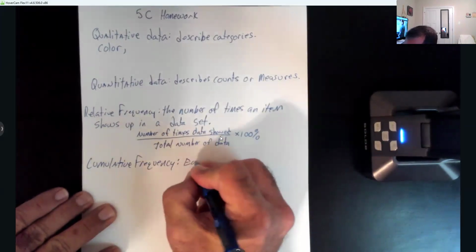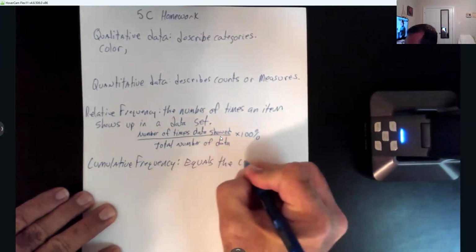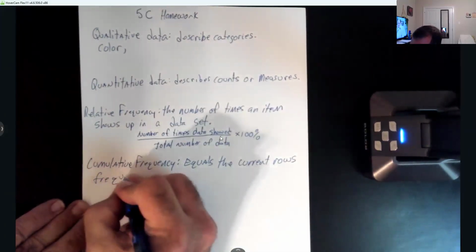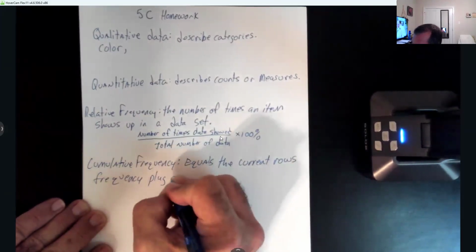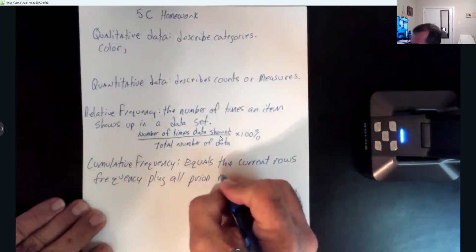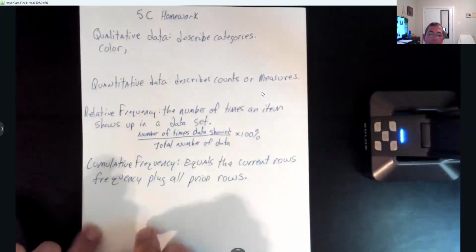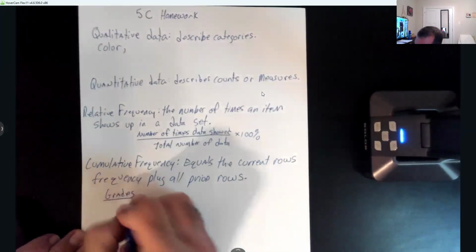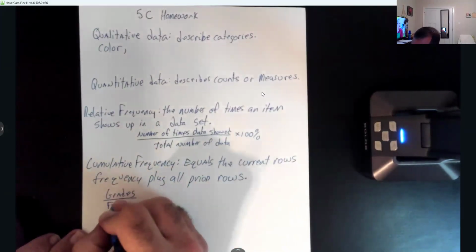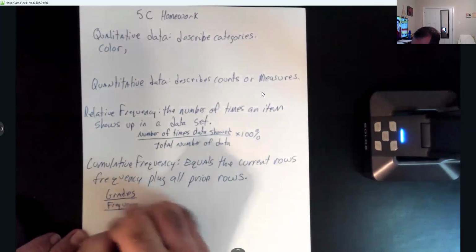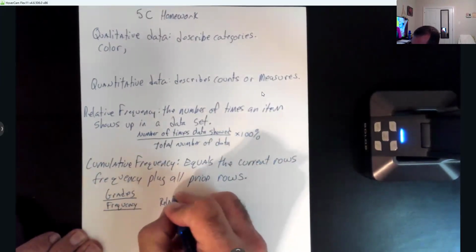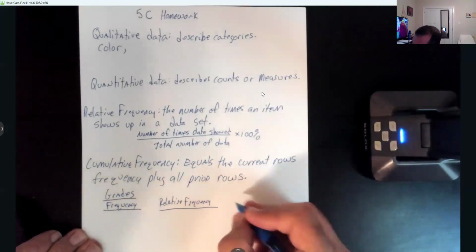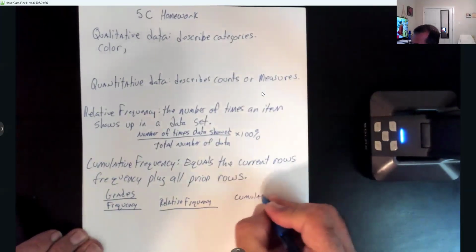So it equals the current row's frequency plus all prior rows. So y'all, let me give y'all an example here, okay? So grades, this would be the frequency. We're going to figure out our relative frequency. And then our cumulative frequency.